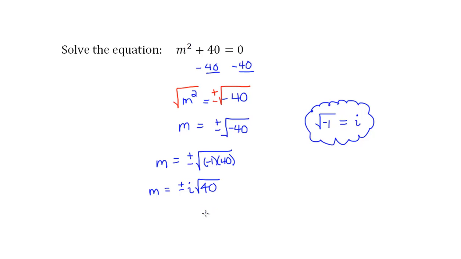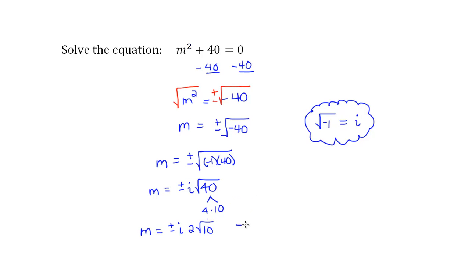Hopefully you see we're not quite done simplifying yet, because 40 can be broken down. 40 is actually 4 times 10. And you could break it down farther if you wanted to into prime factors of 2, 2, 2, and 5. But I usually like to stop here because I know that the square root of 4 is 2 and that the square root of 10 cannot be simplified farther. So at this point, I will simply write my answers to be m equals plus or minus i. The square root of 4 we said was 2. And then times the square root of 10 is just the square root of 10.